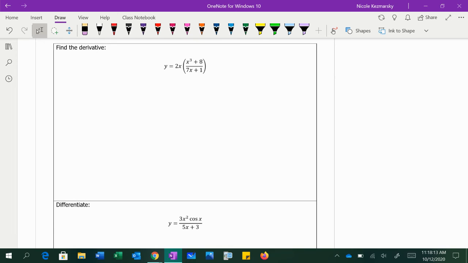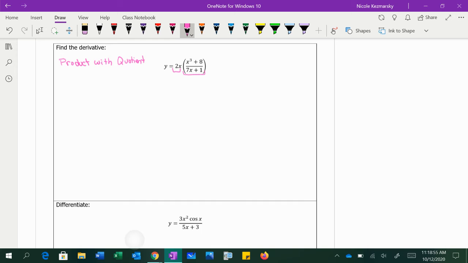For the next two, what we're going to do is start to layer in some of our derivative rules. So what we did on the page before is we did some trig rules and power rule and constant multiple rule with our quotient rule. In this next example, we have 2x times a quotient. And so what we actually have here is product rule with quotient in it.